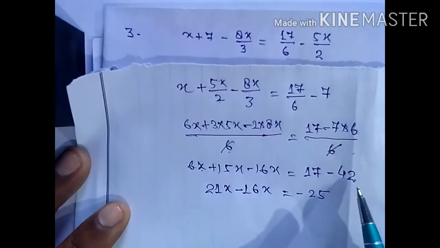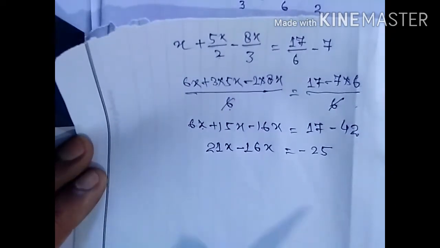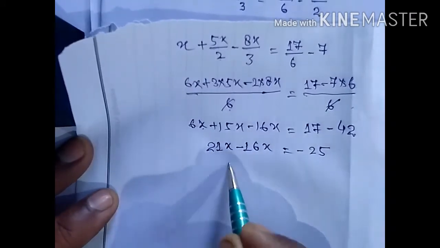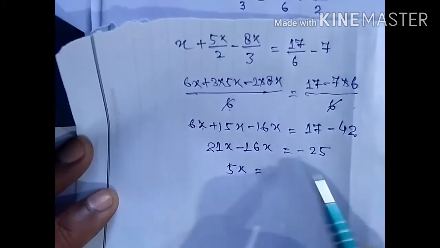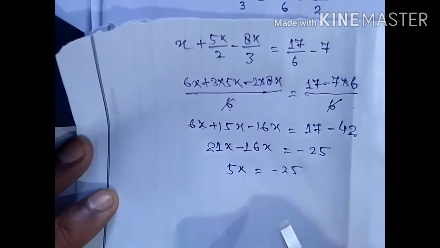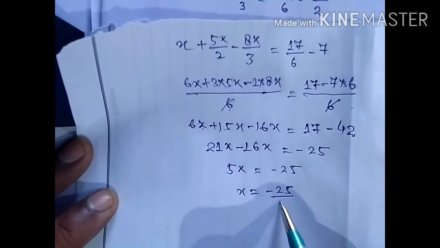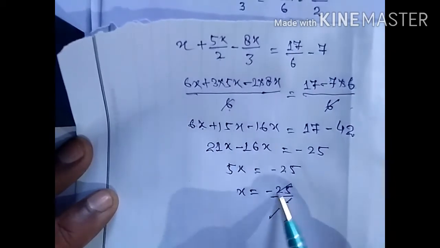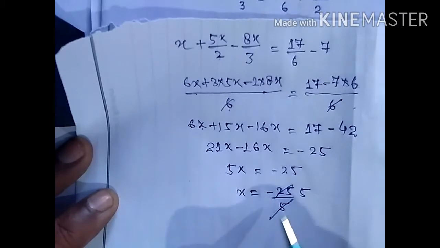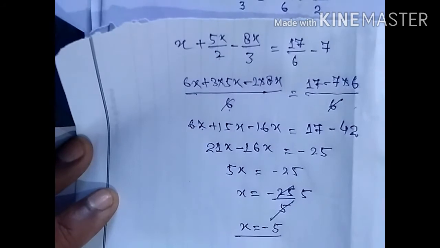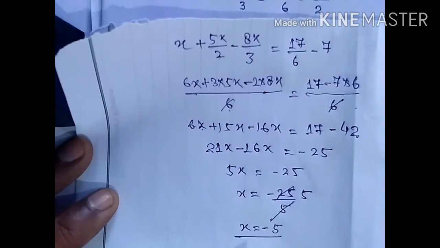So it will be subtracted, student. So in the next step, it will be 21x minus 16x. It will be 5x is equal to this one minus 25. So x is equal to minus 25 by 5. So 5 5s are 25. So this one minus 5. x is equal to minus 5. So this is the solution of question number 3, student. The value of x is minus 5.